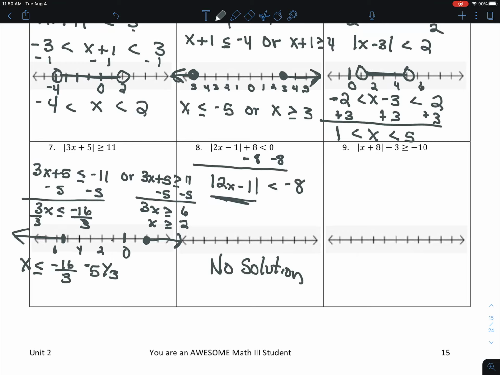Because if we take the absolute value of it, it's always positive, so it's never going to be negative. Therefore, it can never be less than a negative number.